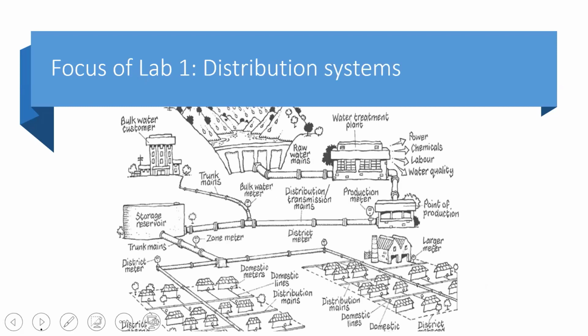Now, this is a schematic of a distribution system. So let's start, okay, we've got, in this case, a source water. So water's pumped from that source water to the treatment plant. Chemicals are added, water quality is improved, and then it is sent out into the larger mains known as distribution or transmission mains. It continues.